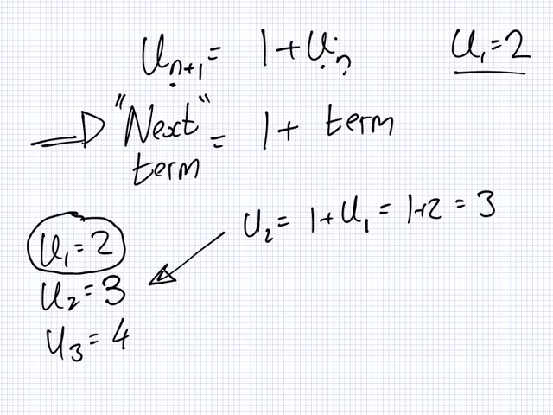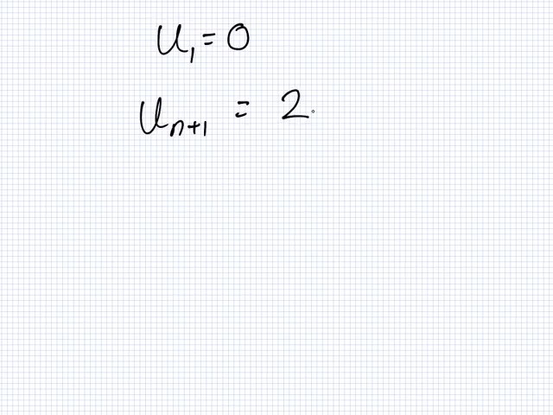Scroll down. Try this one. I tell you to start at, let's say, 0. And the formula is un plus 1 equals 2 plus 3n. Try this one. Give me the first 4 terms. Oh, what am I doing? Sorry, I'm being stupid. Forgive me.